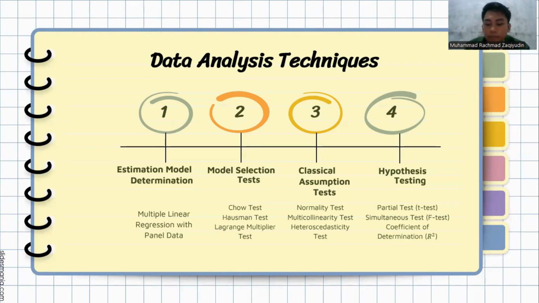Regarding the methodology, many might ask why I choose multiple linear regression with panel data. The reason is that panel data combines both time series and cross-sectional data. By using this method, I can capture the specific character of each province, the cross-sectional aspect, while also observing how these variables change over 2019 until 2025. This approach provides a much more robust and accurate estimate of the regional dynamics in Eastern Indonesia compared to using a single data type.